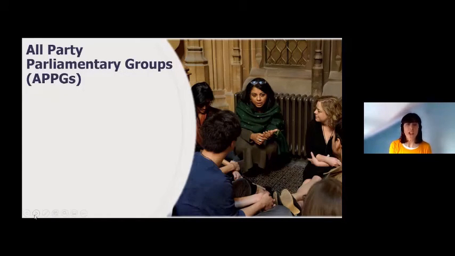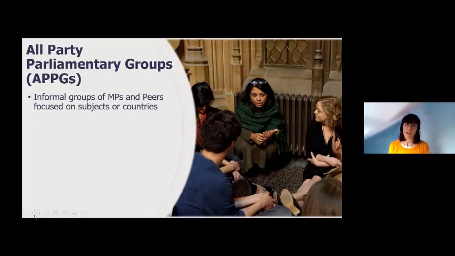So APPGs, all-party parliamentary groups. These are informal groups of MPs and members of the House of Lords, set up by the members for those members. There's one for nearly every country in the world, and there is a huge range of subject groups from asthma to veterans. Really worth having a look at the A to Z list of APPGs to get a sense of the scope of them.